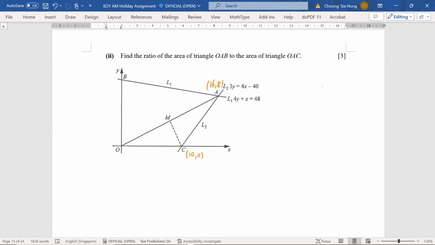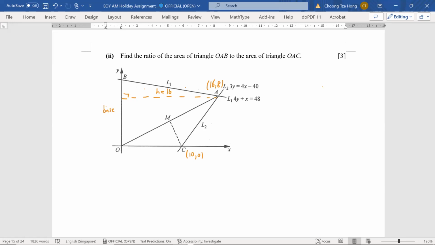You may think that you want to use the bootlace method to find the area, but actually, no need. To find the area of a triangle, let's say OAB, if we take this to be the base, then the perpendicular height will be over here. We know this height already, because it is actually the x coordinate of A, which is 16. So the height is equal to 16.